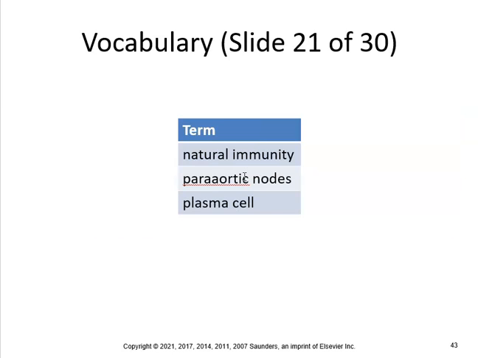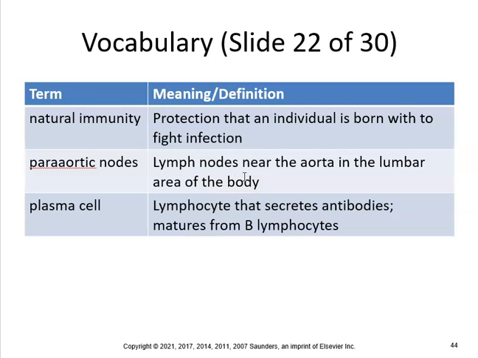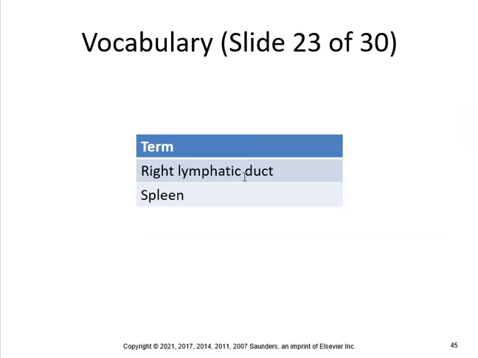Natural immunity, para-aortic nodes and plasma cells. Natural immunity is a protection that an individual is born with to fight infection. That's different from adaptive immunity, which you get with vaccines and from moms and second exposures. Para-aortic nodes are lymph nodes near the aorta in the lumbar area of the body. Plasma cells are lymphocytes that secrete antibodies, and they mature from B lymphocytes.